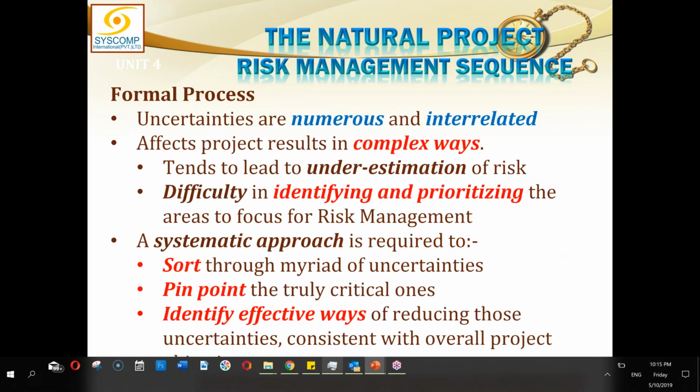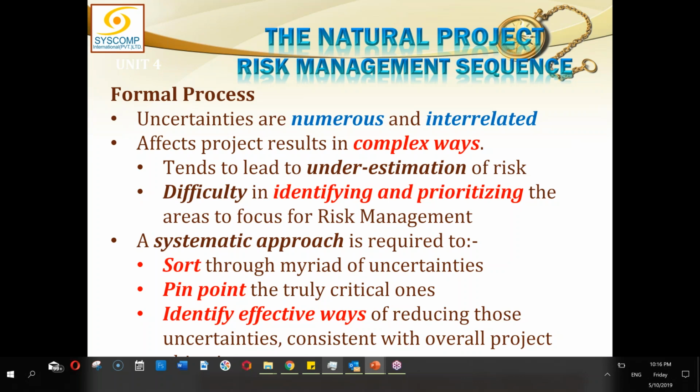Uncertainties are numerous and interrelated. Now, this is also interesting. We do understand that there are many uncertainties in the project, and especially in the beginning of the project, there are the highest number of uncertainties. But the next problem is that some of the uncertainties could be interlinked or interrelated. If this happens, then there is further likelihood of that happening, and if that happens, there is a further likelihood of another uncertainty happening. So if they are linked, then this is like a sympathetic detonation.